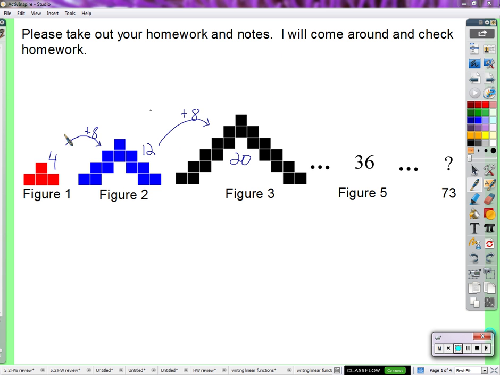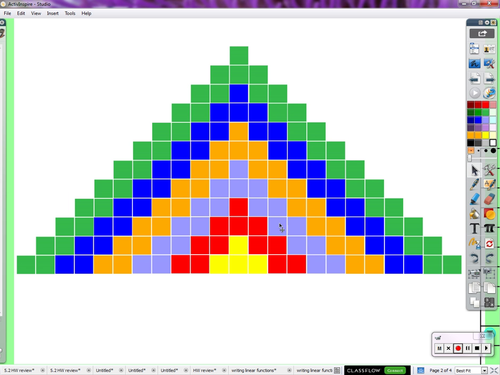Let me actually show you. I mean, we might be able to look at the numbers and say, okay, 4 plus 8 is 12, 12 plus 8 is 20. Yeah, that pattern holds. But I don't know if you might have imagined it this way. So I just wanted to share this with you.